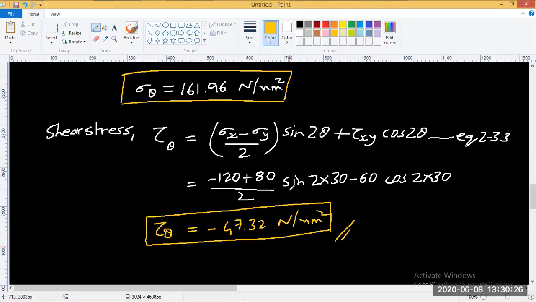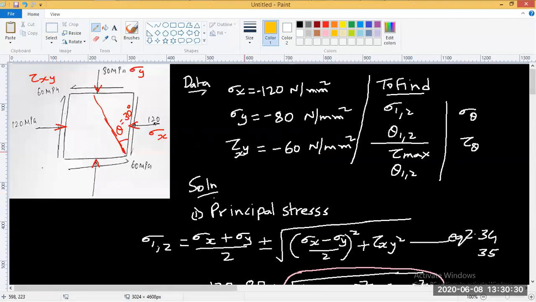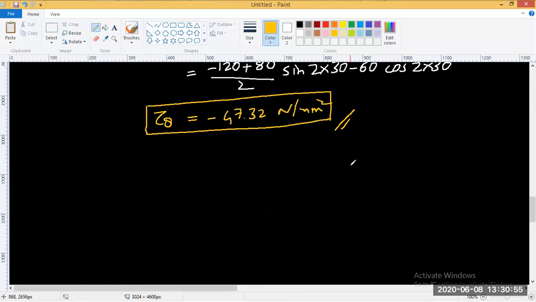Now we can put it. Right, so we have found everything required in the question. We have sigma 1, sigma 2. Yeah, we have almost arrived at the same answer. So we found sigma 1, sigma 2, theta 1, theta 2 with respect to the principal planes, and also tau max for the shear, and normal and shear stresses sigma theta and tau theta. Right, so that's how it's done.